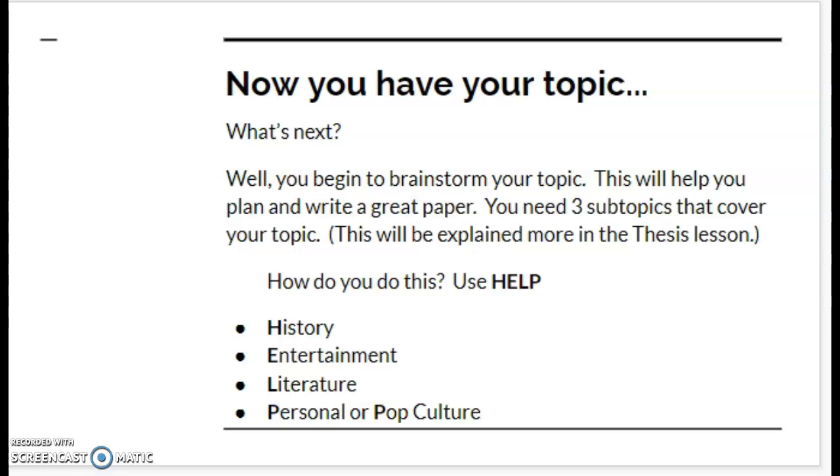Now that you have your topic, what do you need to do next? Okay, so you need to begin to brainstorm. And the best way to do that is to remember the word HELP. You need 3 subtopics for your topic. And this will be explained a little more in the thesis. Each subtopic will have its own paragraph.